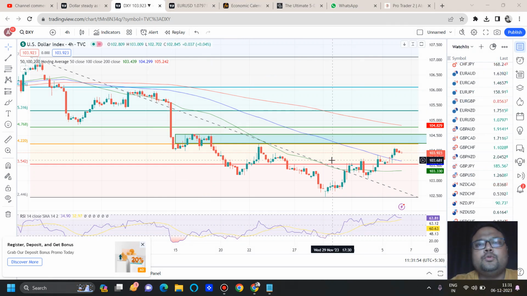So 104.20 to 104.50 is the next stop for DXY, and in case the market falls before NFP, we can expect 102.50, the previous low, to provide support to the market.